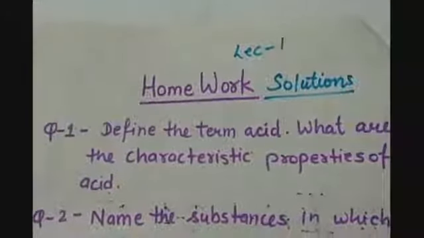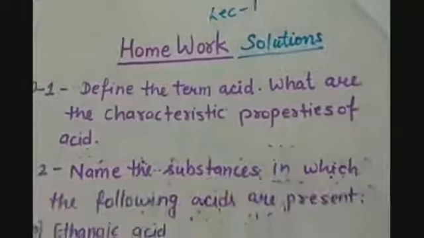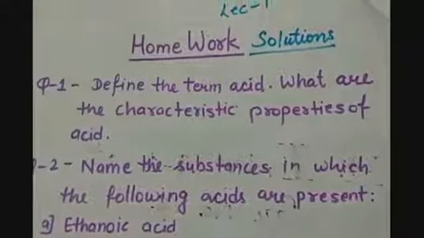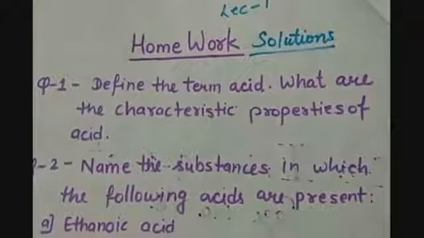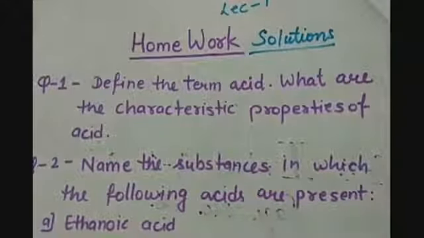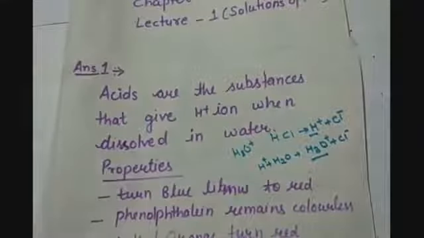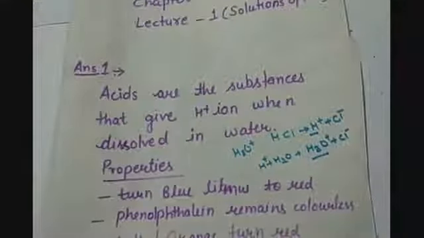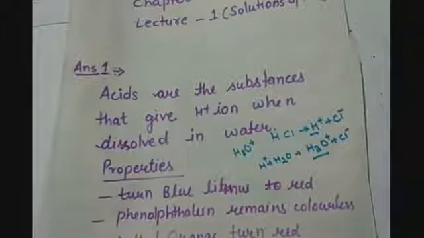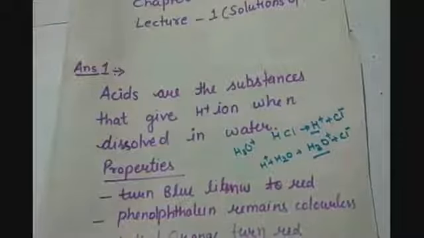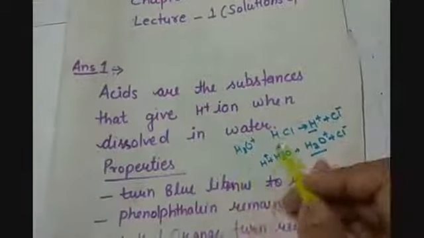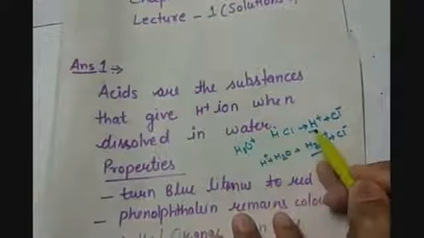In lecture number 1 we had 4 questions in total, and the first question was, define the term acid. What are the characteristic properties of acids? Acids are the substances that give H+ ion or H3O+ ion, that is called hydronium ion, when they are dissolved in water. When an acid is dissolved in water, it furnishes positive and negative ions.